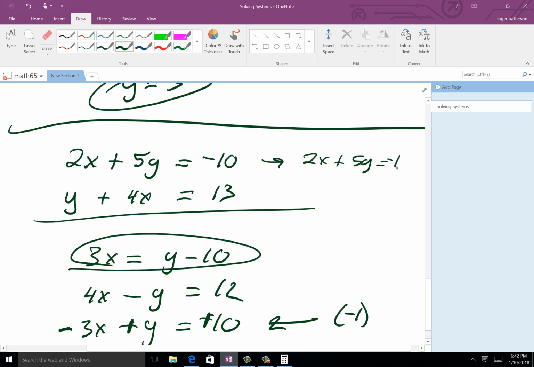Yeah, we're just going to take and rewrite this. So the 4x is here, the plus y is here, and the 13 is like that. Now you could do substitution on it because you've got y, right? But I just think elimination is a little better. That's up to you though. Now they're lined up.